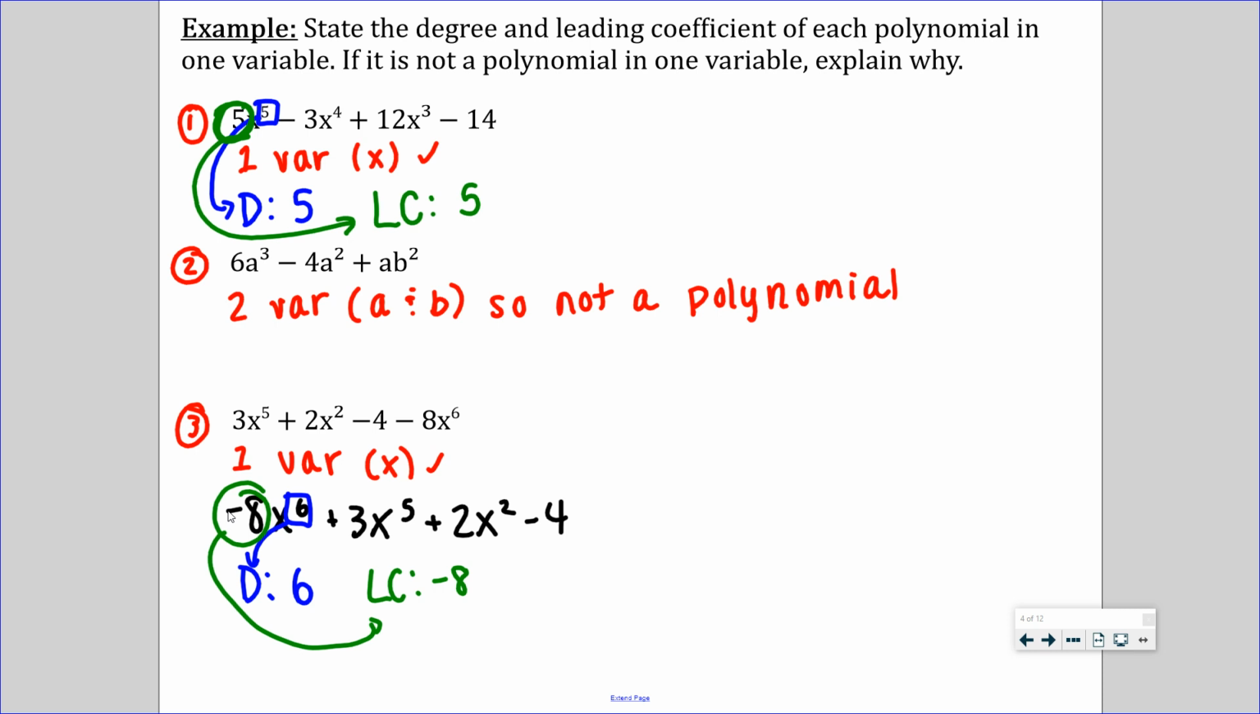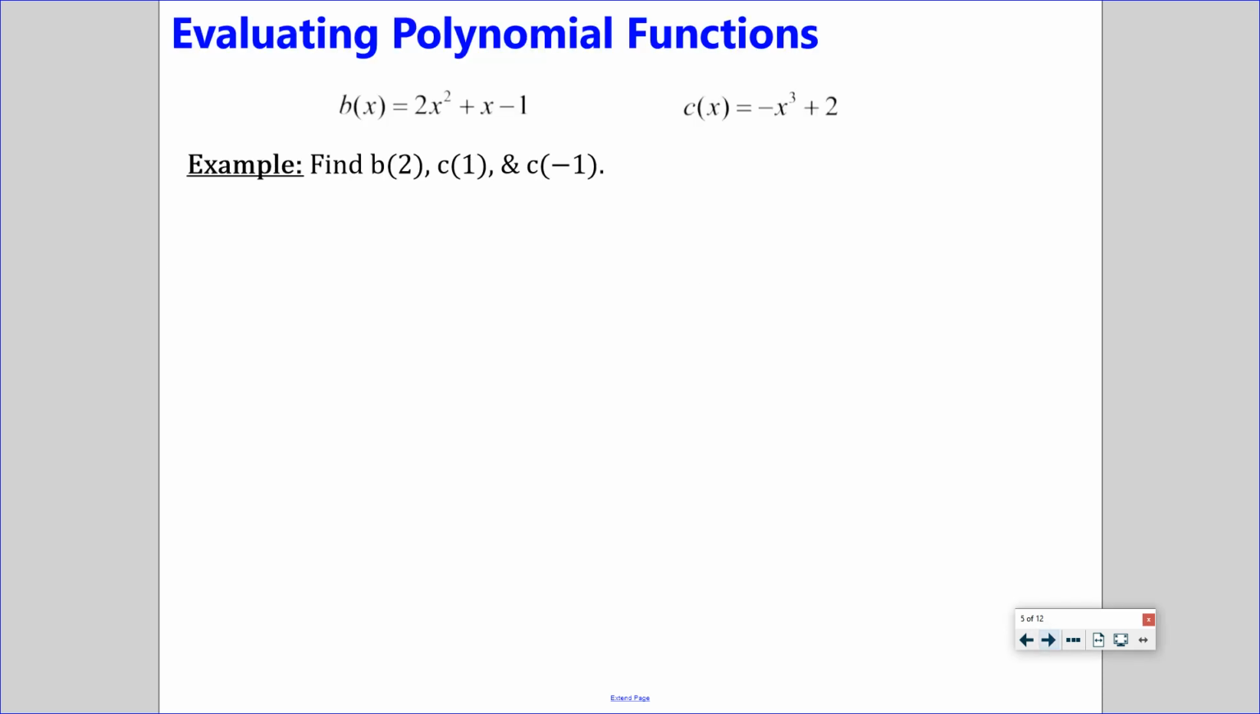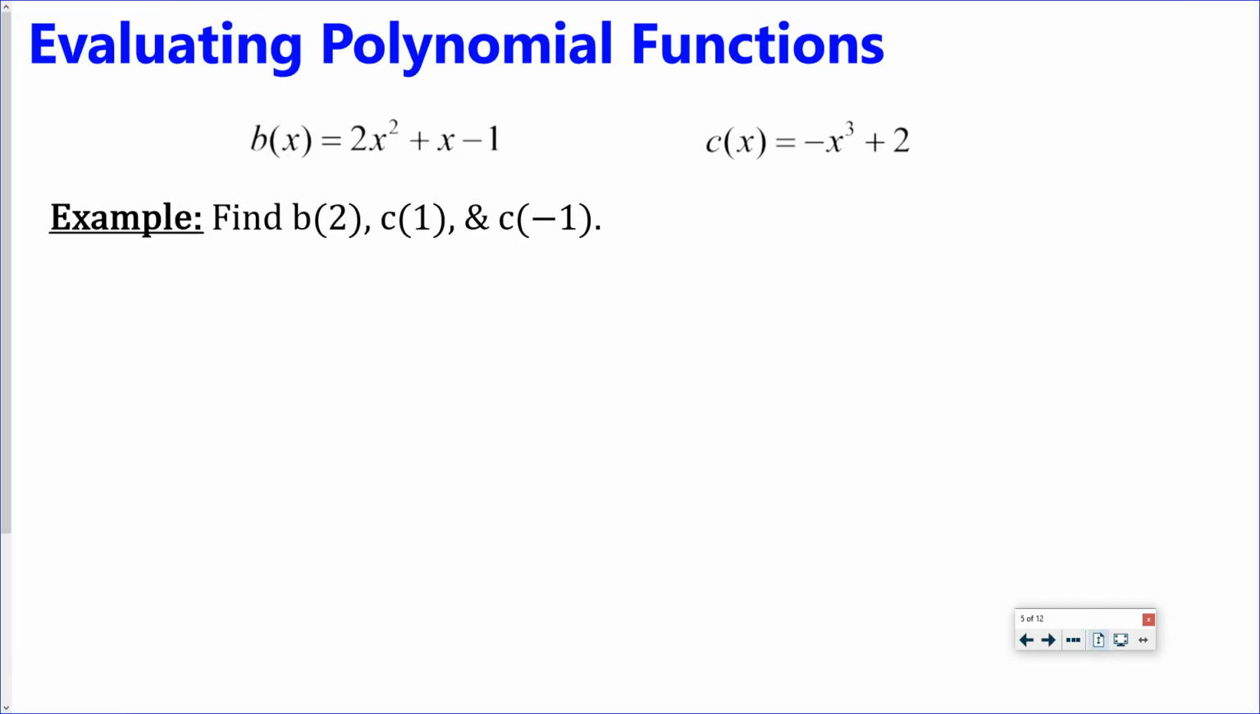All right, some notation with polynomial functions. You've seen this notation before. So here I'm given two different polynomial functions. B of x is a degree 2. What type would this be? How do I classify it? It'd be a quadratic. Yes, degree 2, it's quadratic. Good. C of x is a degree 3. What type would that be? Cubic. So I have a cubic function and I have a quadratic function.